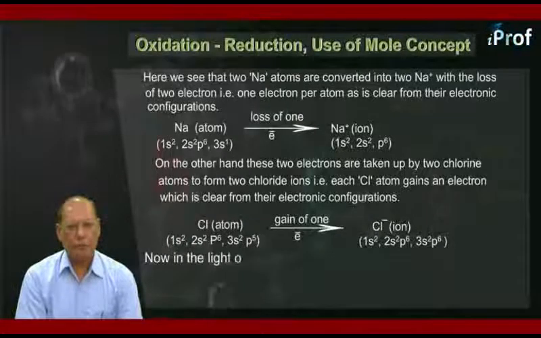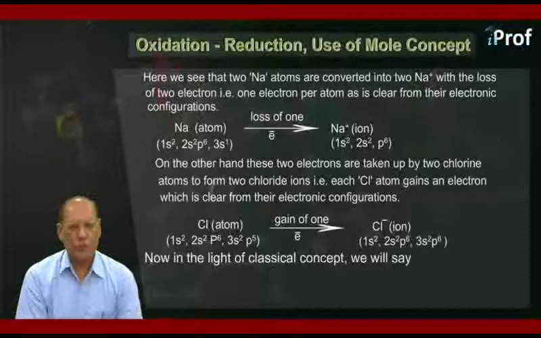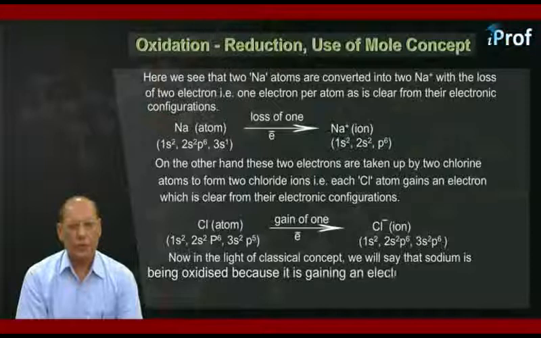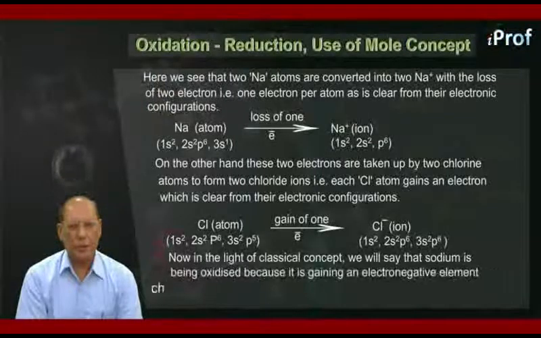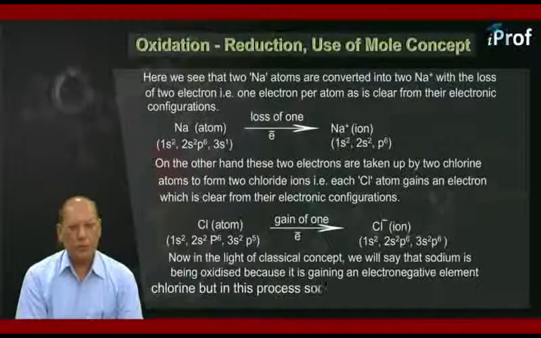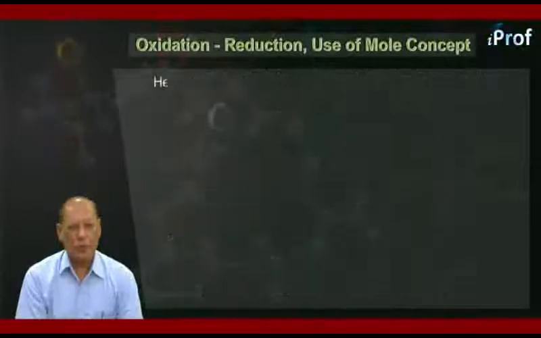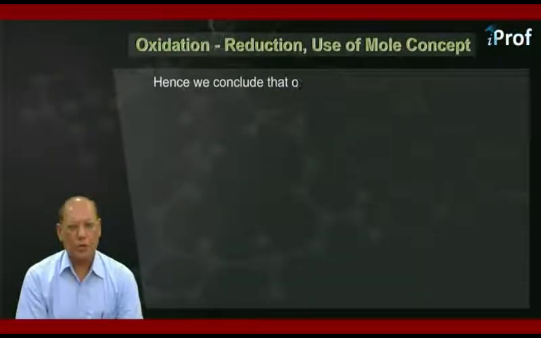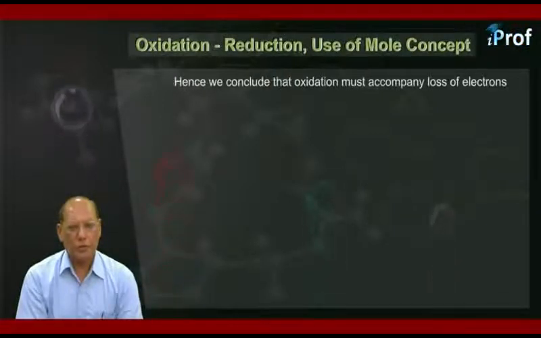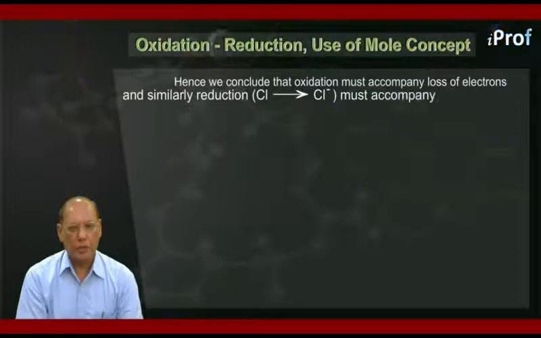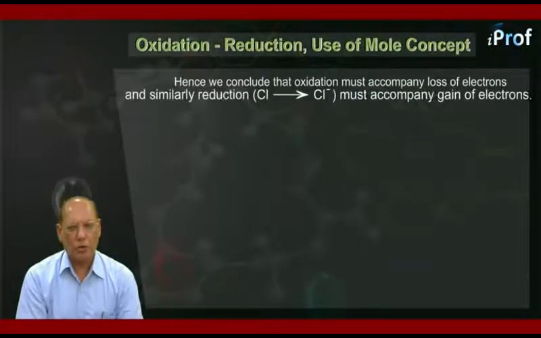Now, in the light of classical concept, we will say that sodium is being oxidized because it is gaining an electronegative element, that is chlorine. But in this process, sodium is losing electron also. Hence we conclude that oxidation must accompany loss of electron or electrons, and similarly reduction, for example chlorine changing into chloride ion, must accompany gain of electron or electrons.